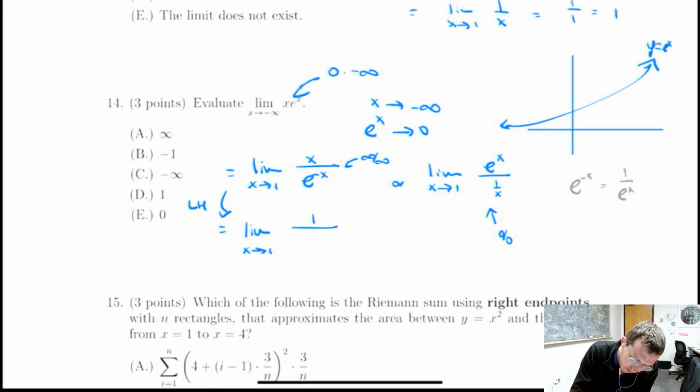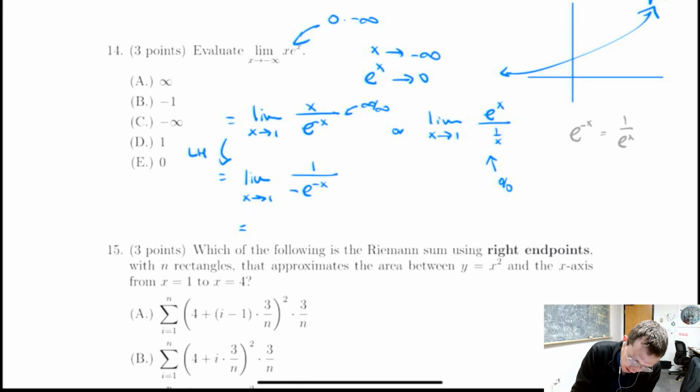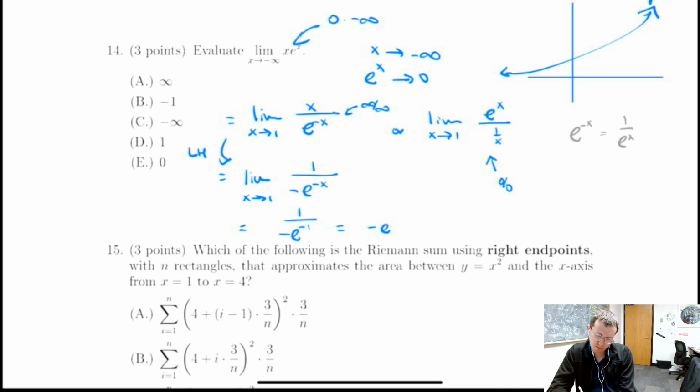The derivative of x is 1. The derivative of e to the minus x is minus e to the minus x. And I can directly substitute. So the reciprocal of e to the minus 1 is just e.